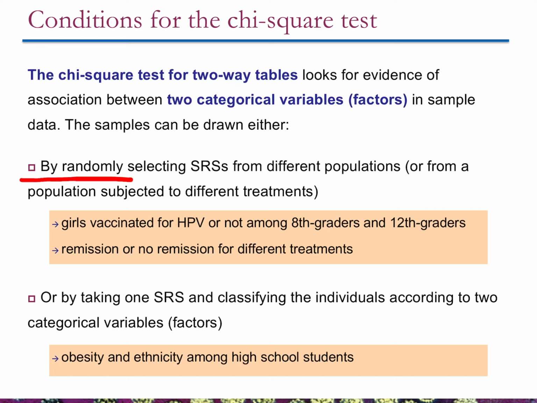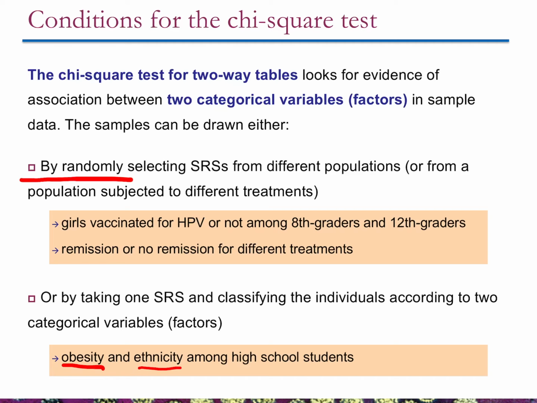Remission or no remission for different treatments, okay? You could do it by taking one random sample and then sort of subdividing the individuals in the sample according to different categorical variables. So take a sample of all high school students, let's say, and then divide them by maybe obesity and ethnicity, all right? So there's a number of different ways that you can do this.